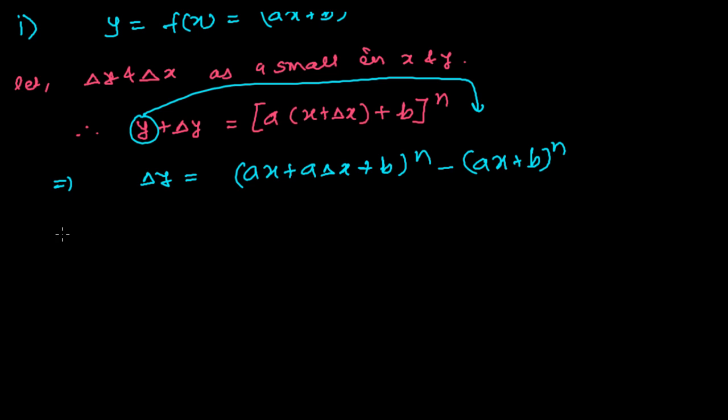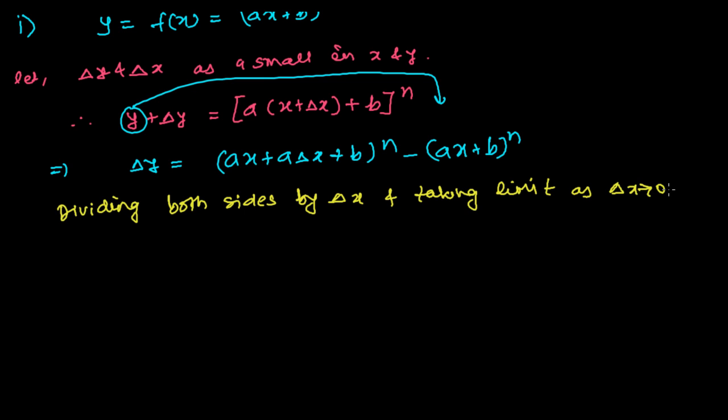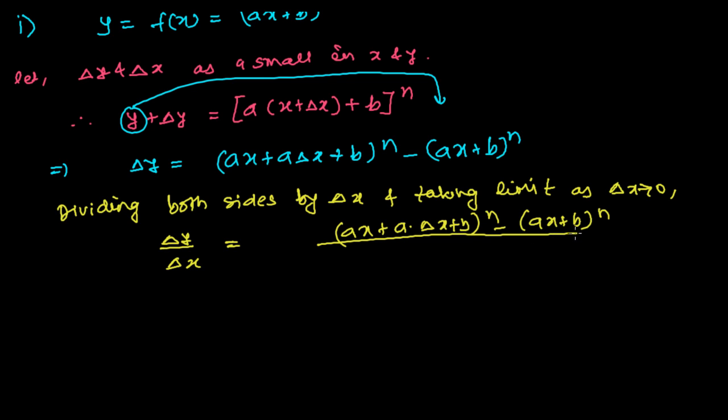So dividing both sides by delta x and taking the limit as delta x tends to 0, we will get: first we divide by delta x here, and the whole of these things also, and then the whole divided by delta x. Both sides I divided by delta x, and as I said, I have to take the limit as delta x tends to 0. So limit delta x tends to 0, same here, limit delta x tends to 0.